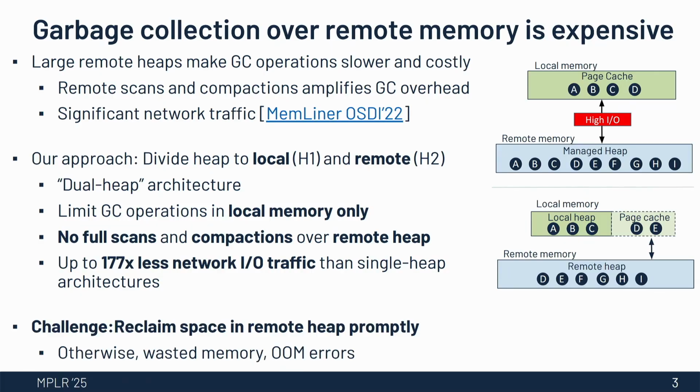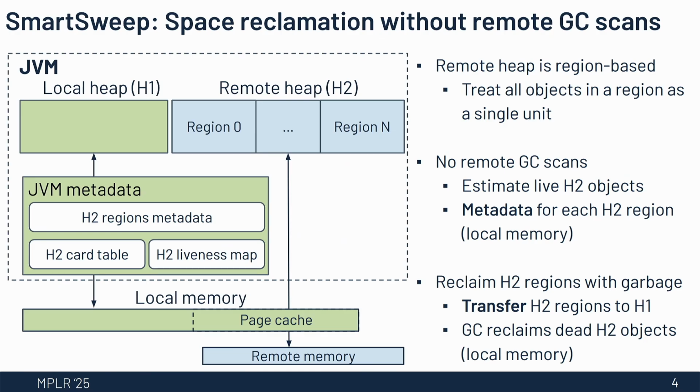Now the challenge is how to reclaim space in the remote heap promptly. Otherwise, we can end up with out-of-memory errors because remote memory is limited. Our approach is SmartSweep, a proposal for space reclamation in remote memory without GC scans. We use the two-heap architecture, with a local heap and a remote heap.